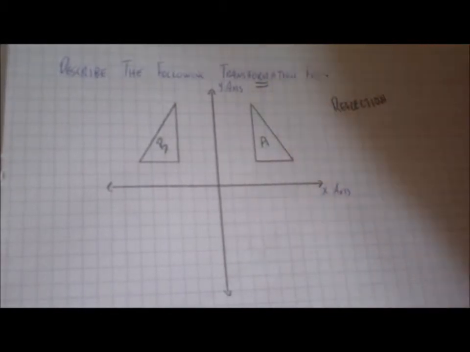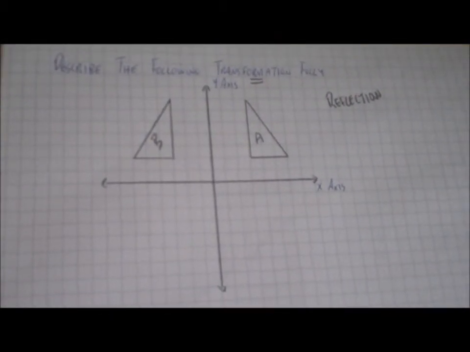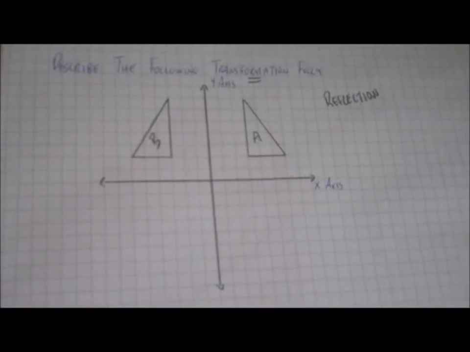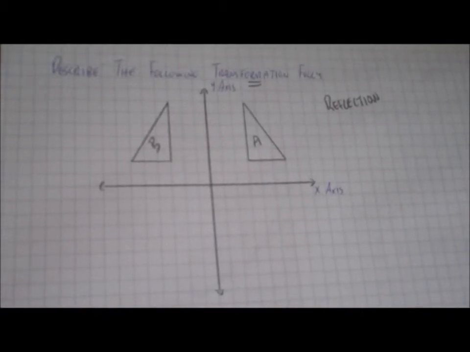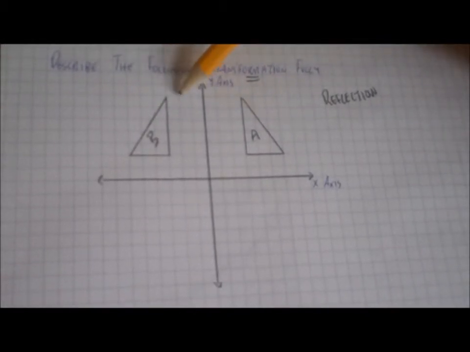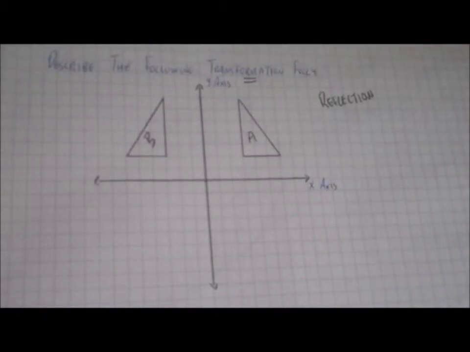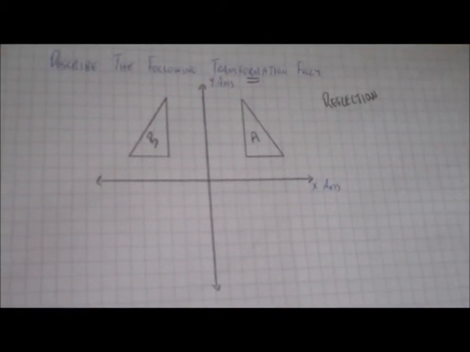Now, we also know that every reflection has to go through some sort of mirror line. So what we've got to do is figure out what the mirror line is. My suggestion is, again, count the boxes between the 2 shapes. So you can see that's 1, 2, 3, 4, 5, 6. Now the mirror line has to come along halfway between those 2 shapes.